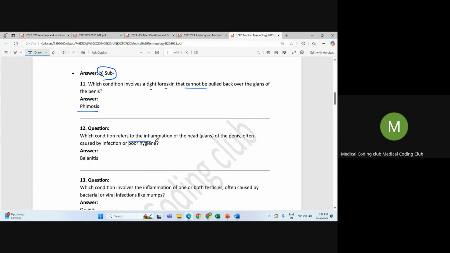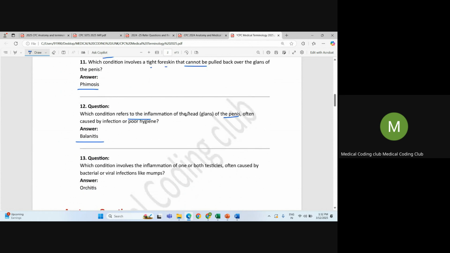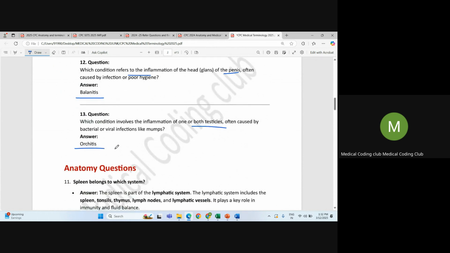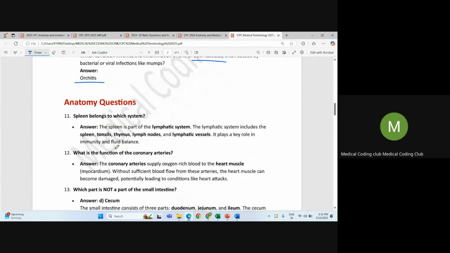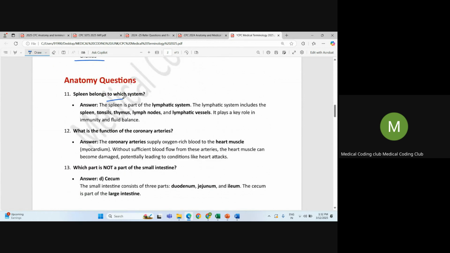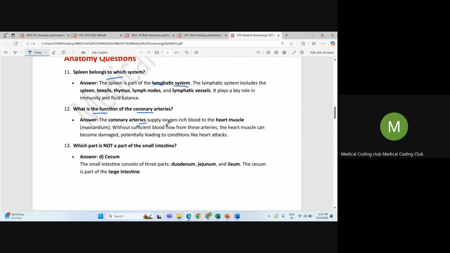And which condition refers to inflammation of the head of the penis? Inflammation of the penis is balanitis. So do not get confused between inflammation of the penis and inflammation of the testicles. If they are asking about inflammation of the testicles, then the answer is orchitis. Next, a few anatomy questions. The spleen belongs to the lymphatic system. And what is the function of the coronary arteries? Coronary arteries supply oxygen-rich blood to the heart muscle.